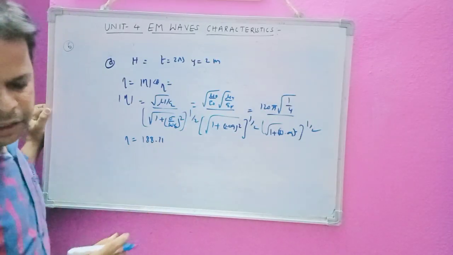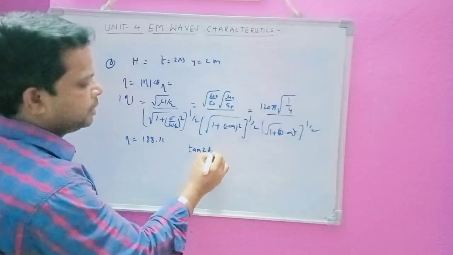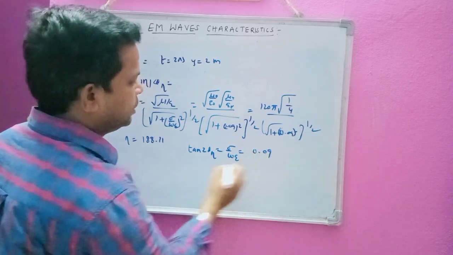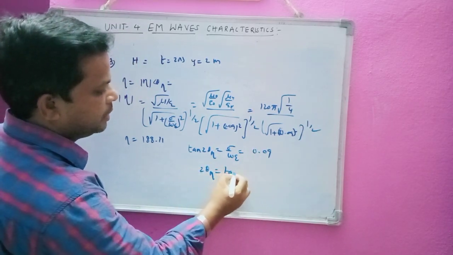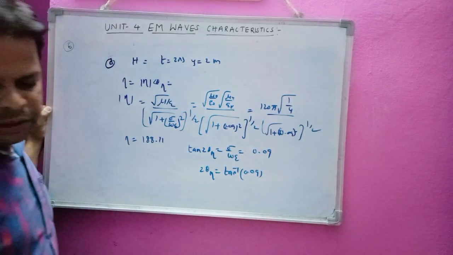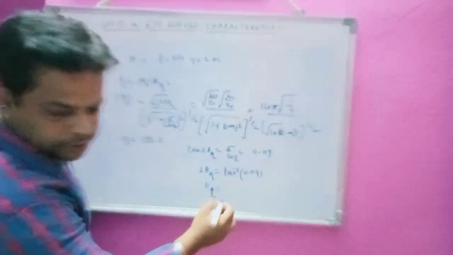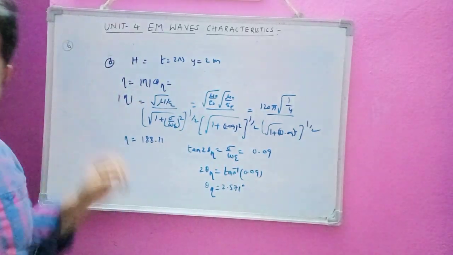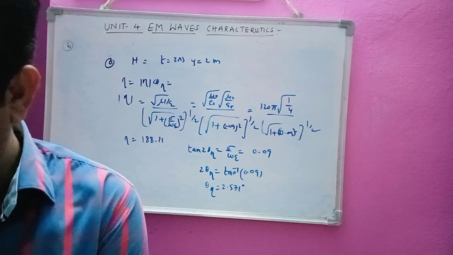Eta, and theta of eta: we already know tan 2 theta of eta is equal to sigma by omega epsilon. We have got this value as 0.09, and if you take it to the right side we get tan inverse of 0.09. We have to get the angle theta of eta here. So this theta of eta turns around to be 2.57 degrees. Now we can substitute these values and find the value of h.